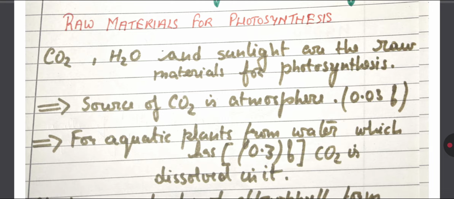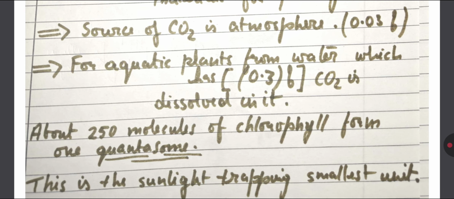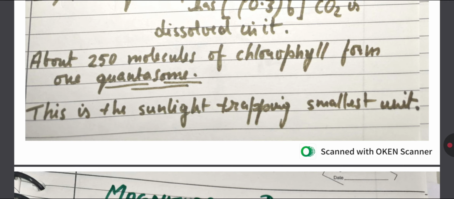Source of carbon dioxide is atmosphere. It is having 0.03% carbon dioxide in atmosphere. For aquatic plants, from water which has only 0.3% carbon dioxide dissolved in it.